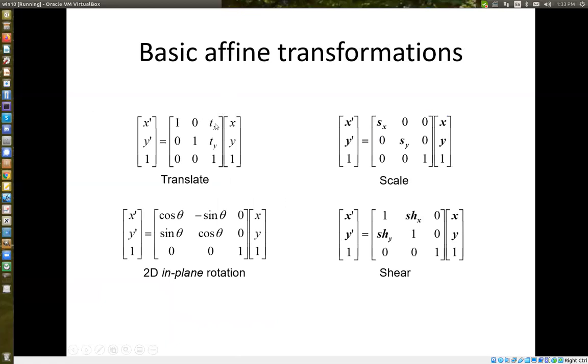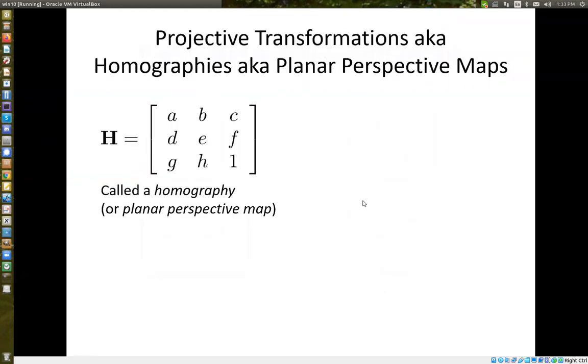This is an example that you saw a couple of classes before. Translation is like this. We have scaling, rotation, shearing, and so on, right? And also we have the homography. By the way, do you guys remember, a question: for affine transform, what's the last row here?